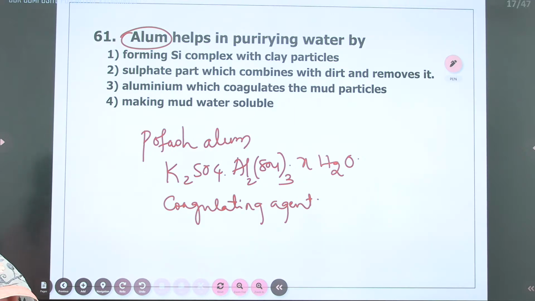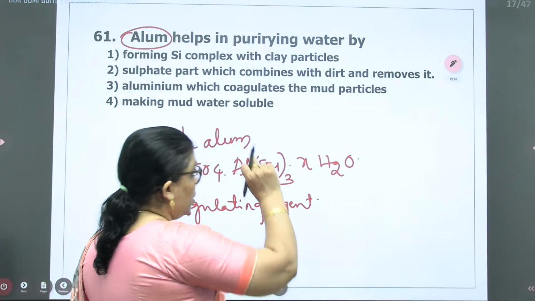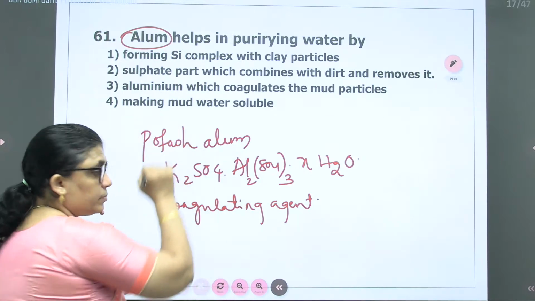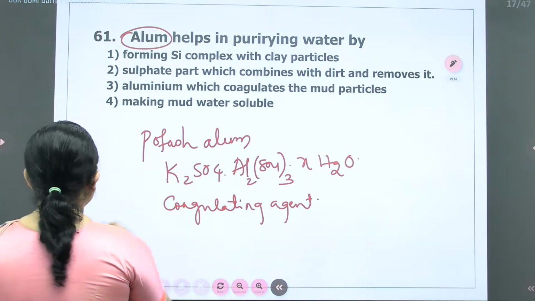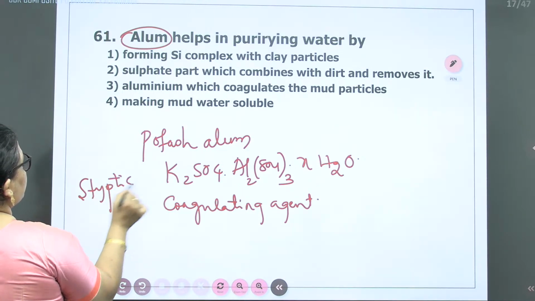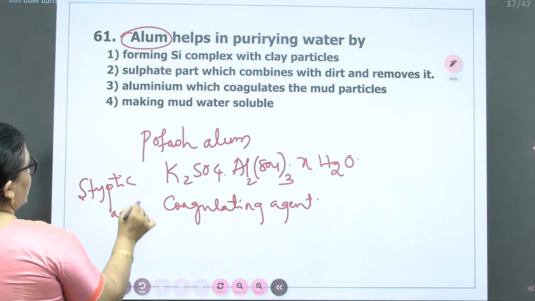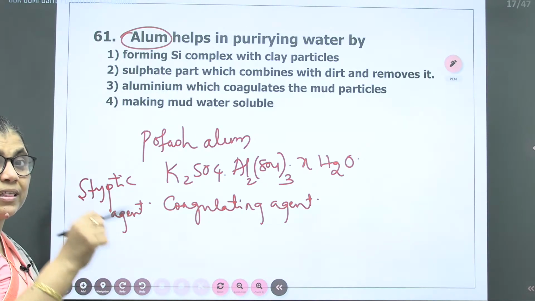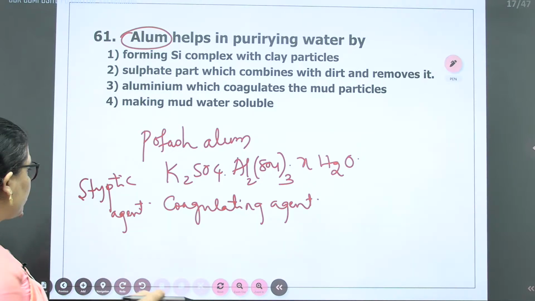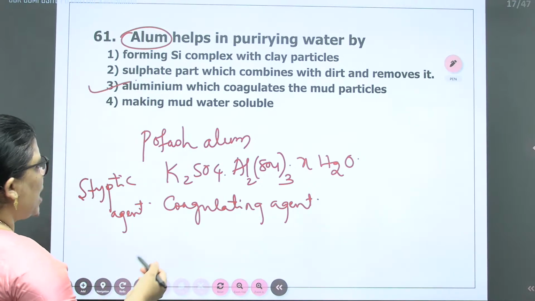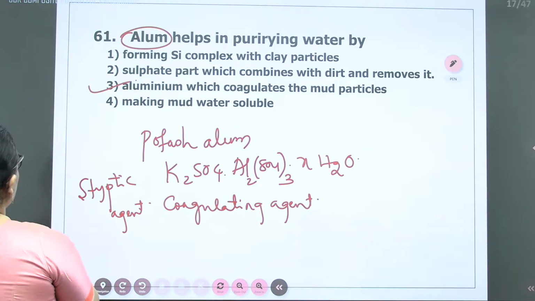Whenever we are dealing with such a question, always remember this one more point: potash alum can even be used as a styptic agent. It is a styptic agent because it can stop the bleeding of cuts. That's why it can act as a styptic agent also. We can remember that as extra information.